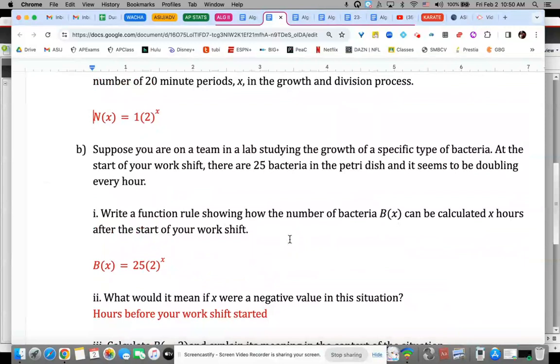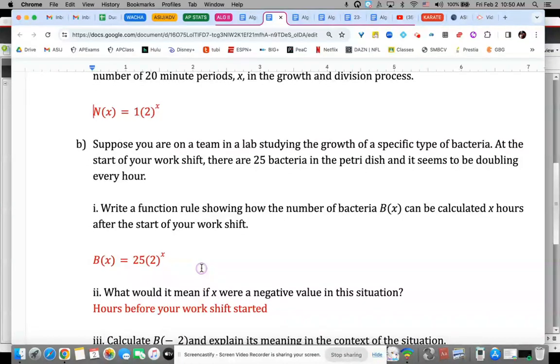All right, so then they say, well, what if you started with 25 bacteria instead, like it's a different type of bacteria or something. Start with 25 and it doubles, right? Yeah, doubling. Now, this case is doubling every hour.